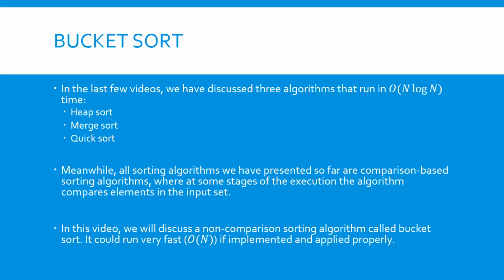In the last few videos, we have discussed several sorting algorithms that run in O(n log n) time. They are the heap sort, merge sort, and quicksort algorithms. Together with the selection sort, insertion sort, and bubble sort algorithms, all sorting algorithms that we have learned so far depend on direct comparison among the elements to be sorted at some point. As a result, these algorithms are called comparison-based algorithms. In this video, we will present bucket sort, a non-comparison-based algorithm.